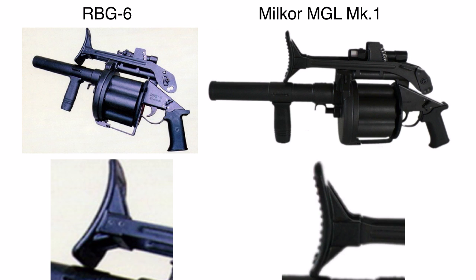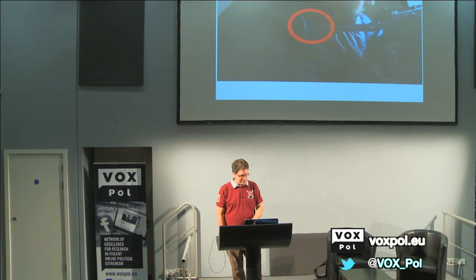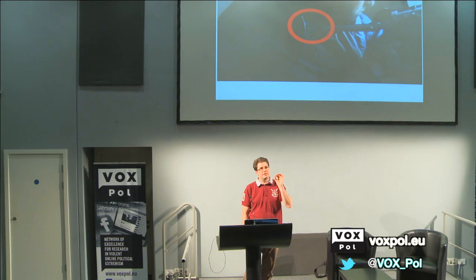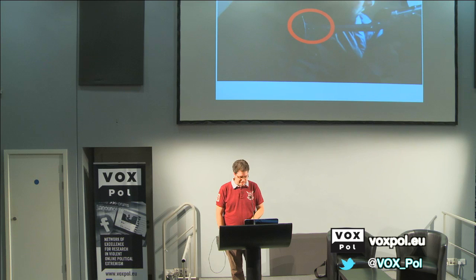Mark I. And if what we were seeing was a Milkor MGL Mark I, then that was not related to Croatia. If it was an RBG-6, they're actually manufactured in Croatia. So then you'd have 4 weapons all linked to the same country. So I basically started looking through videos from YouTube, and eventually I came across this video where they zoomed in on a guy holding it, and there were 2 bolts in the position they needed to be for the RBG-6.